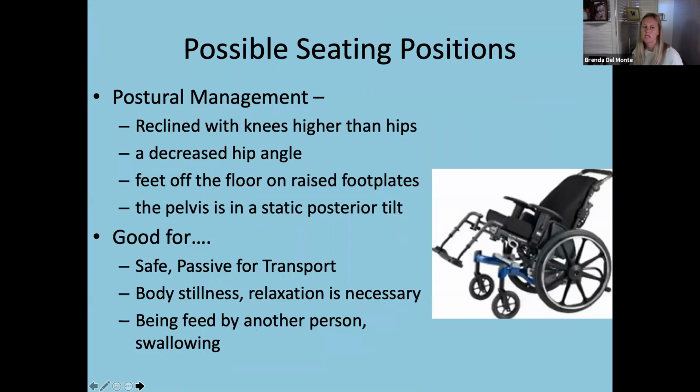So here we go, postural management. Postural management is that recline with knees higher than the hips. The feet can be on the floor or on foot plates. It's safe for transport. The body is still, relaxation is necessary. And it's not a bad position for swallowing, although that recline is a little extreme in the picture here for swallow.